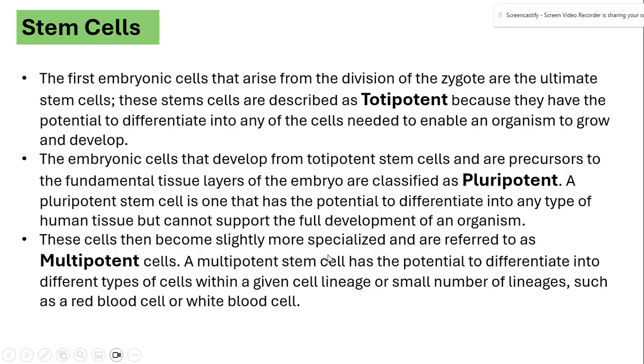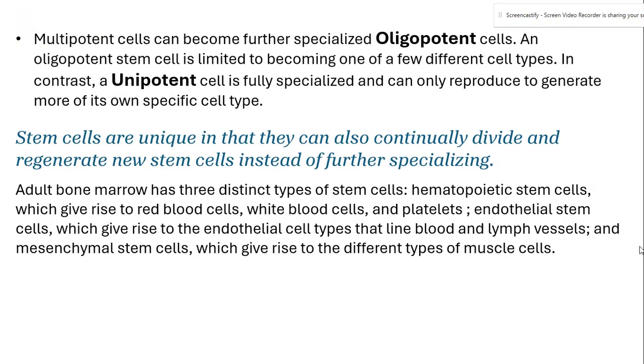The cells then become slightly more specialized, referred to as multipotent cell. A multipotent stem cell has the potential to differentiate into different types of cells within a given cell lineage or small number of lineages, such as a red blood cell or a white blood cell, okay? So from tissue, we went to cells, right? So that's multipotent. Pluripotent is related to tissue only, okay? Restricted to tissue, multipotent is restricted to cell. RBC, okay? WBC can be WBC, etc., etc.